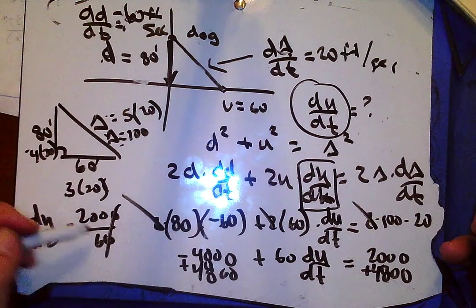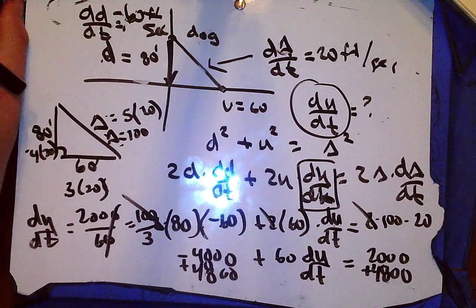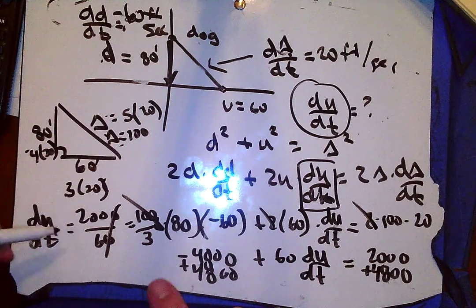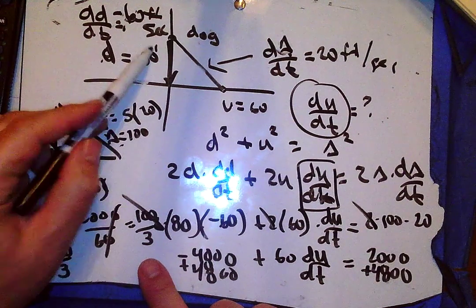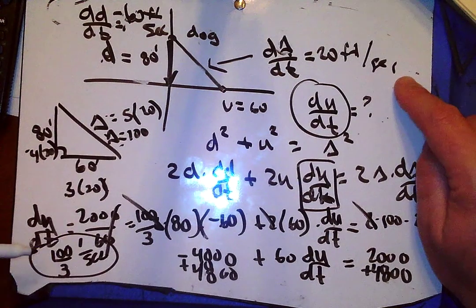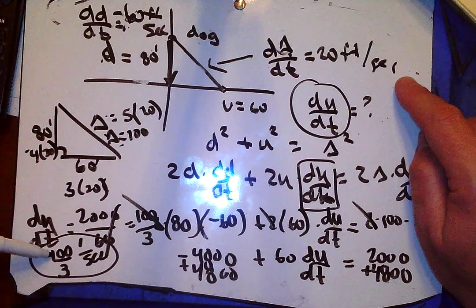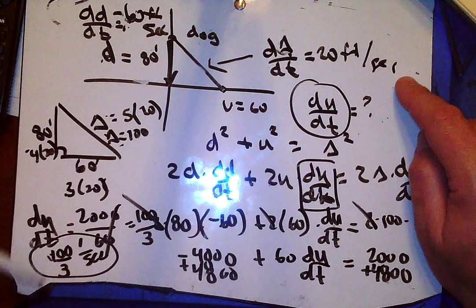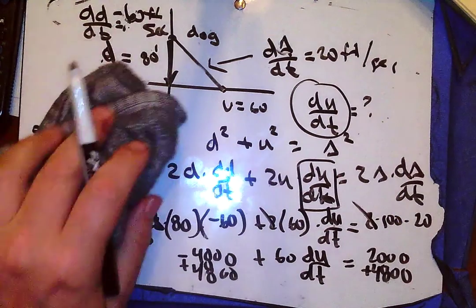200 divided by 6 is going to be 100 over 3. So there's my du/dt. And units would be good on that. 100 over 3, and these are feet per second. Okay. Are you going faster than the dog or slower than the dog? Negative 180 is bigger than 100 if I make a common denominator. The dog's running much faster than you. You might want to get a move on.